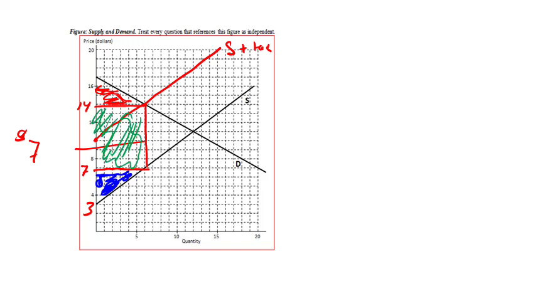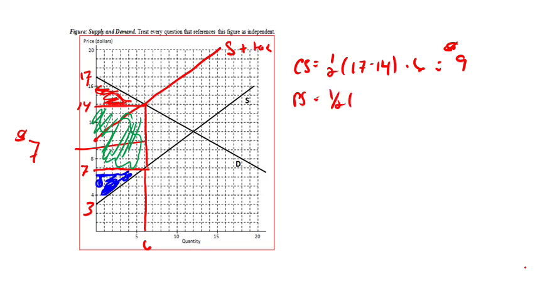So let's go back. It says consumer surplus in this particular case is going to be equal to 1/2 times 17 minus 14, because that's 17. And the quantity now, we have to figure this out. This is going to be 6 units times 6. So consumer surplus is going to be $9. Producer surplus, the blue triangle, is going to be 1/2 times 7 minus 3 times 6 units, which is going to be equal to $12. If we add that up, we're going to get $21 in surplus to consumers and producers.